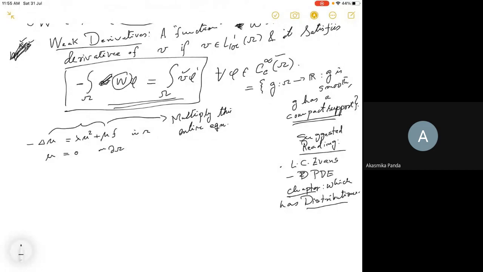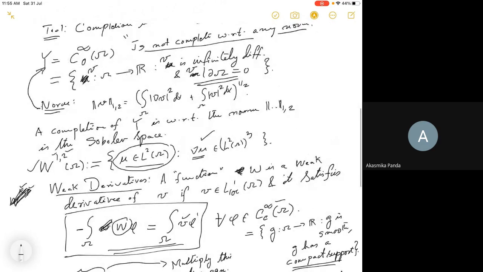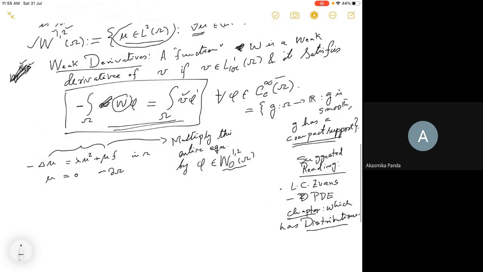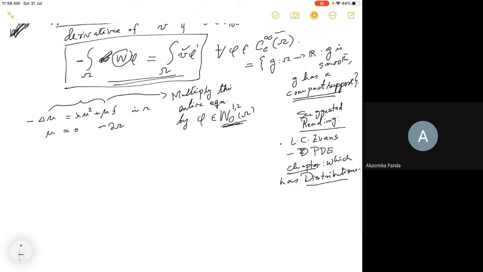So multiply this entire equation by, let's say, a function phi, which is in W_0^{1,2}. Okay, now it's a new notation. I have introduced you to W^{1,2}, but now I'm introducing what is called W_0^{1,2}. So let us first do the multiplication, and then let me explain what the W_0^{1,2} space is.